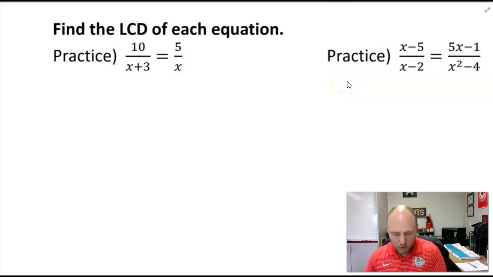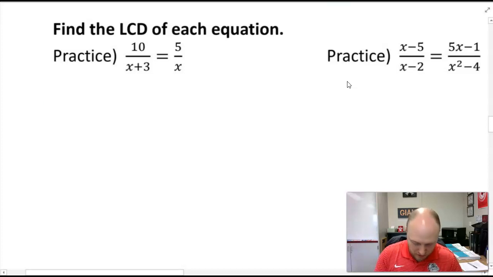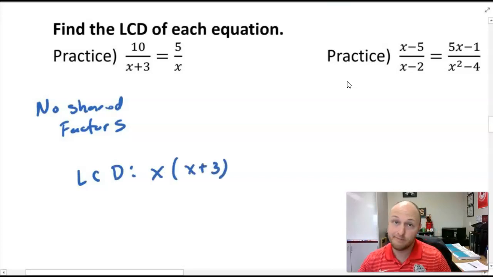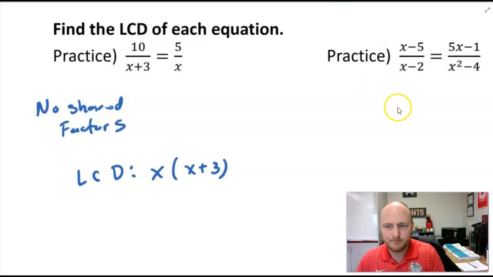All right, thank you for pausing me and attempting this. In this one, there's no factorization, so we skip that step. We have nothing that's shared. No shared factors. So I hope you didn't say that any of this was shared. And then our LCD, this one's very simple. x times x plus 3. That's it. Pretty easy.